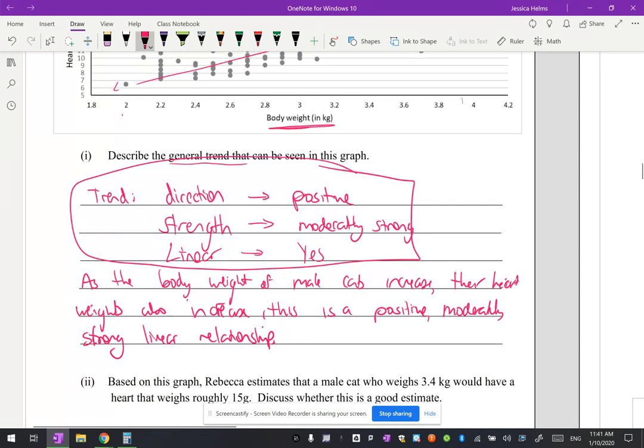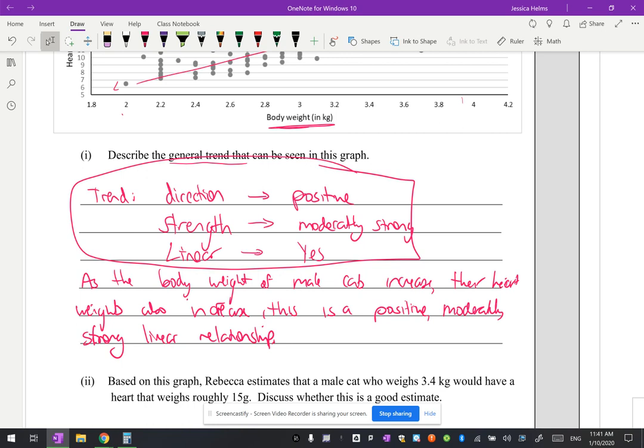Now, if you gave a trend description with 2 out of these 3, so there's 3 here, if you gave me 2 out of those 3, that would be enough to get you a U. And if you gave me the context of it, so as one increases, the other one increases, and then gave at least 2 out of 3 of those, that would have given you the merit there. So if you just gave me as the body weight increases, the heart weight also increases, but you don't actually mention the direction or the strength of it or whether or not it's linear, then no mark. So please make sure that when you have a scatter graph, you talk on these things.